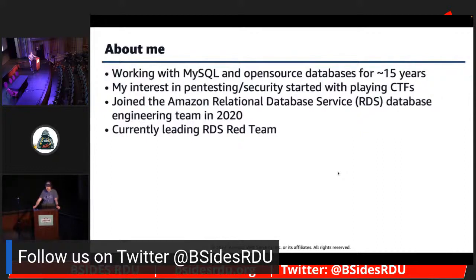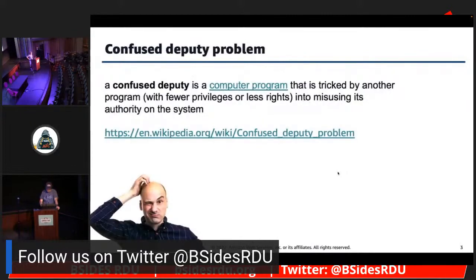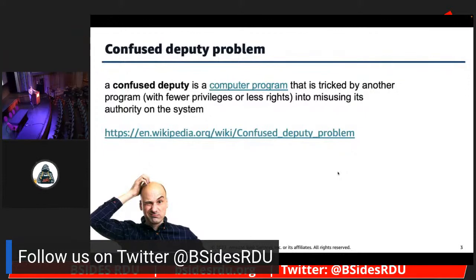So we're working with relational database as a service, which makes it easier for customers to start and manage their relational databases. So what is the confused deputy problem? The deputy here is a computer program, a high-privilege program, and another program tricks that high-privilege program into doing something. Usually that's basically a privilege escalation.